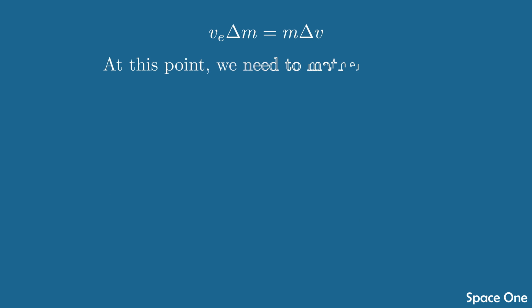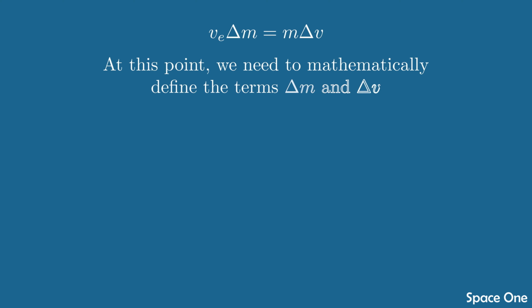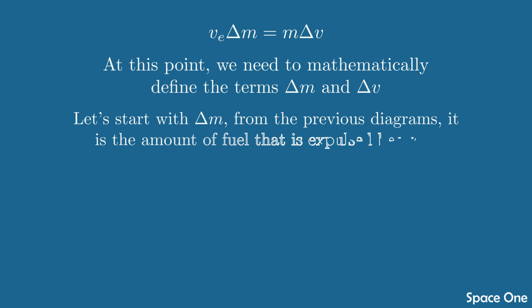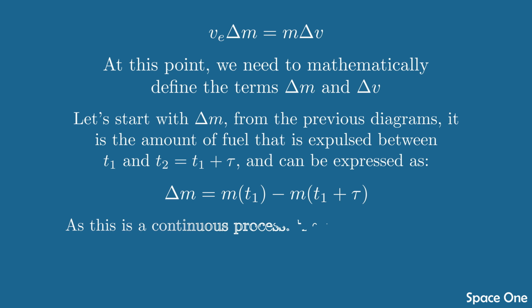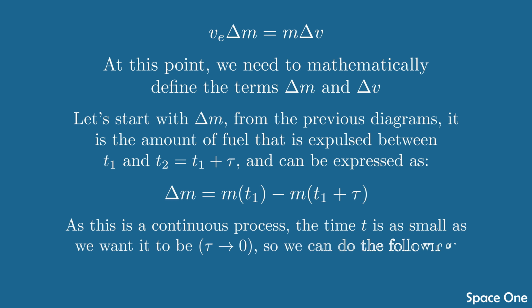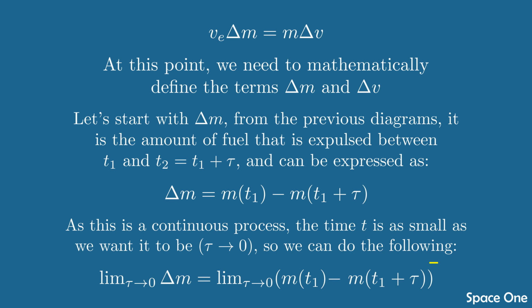At this point, we need to mathematically define the terms delta m and delta v. Let's start with delta m. From the previous diagrams, it is the amount of fuel that is expulsed between t1 and t2, which is equal to t1 plus tau, and can be expressed as... this is a continuous process. The time tau is as small as we want it to be, tau tending to 0, so we can do the following.